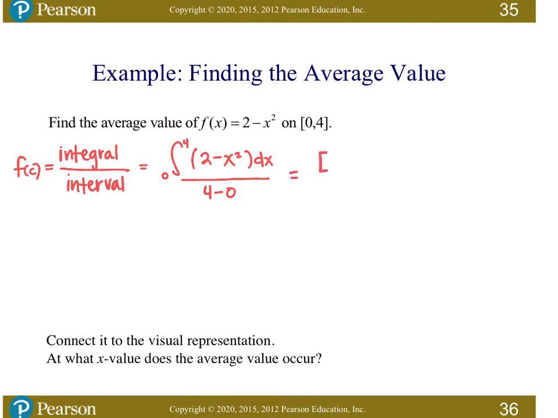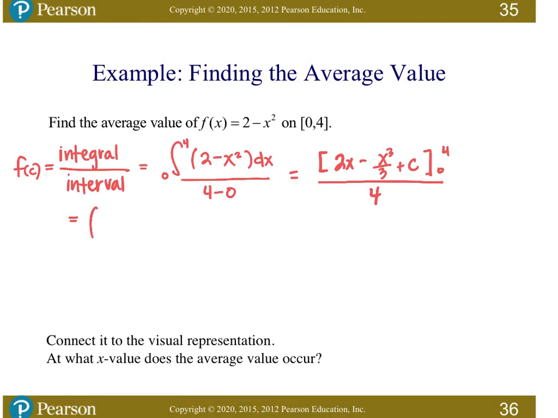So you'll do an equal sign and then a bracket, and we're going to use antiderivatives. So the antiderivative of 2 is 2x minus the antiderivative of x squared is x cubed over 3 plus c from 0 to 4. And then that's over still the interval of 4 minus 0, or just 4. And then we'll do the math to work this out.